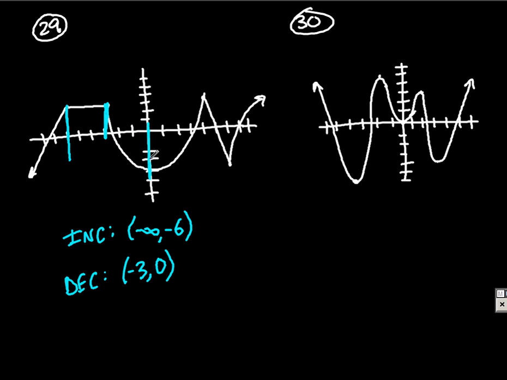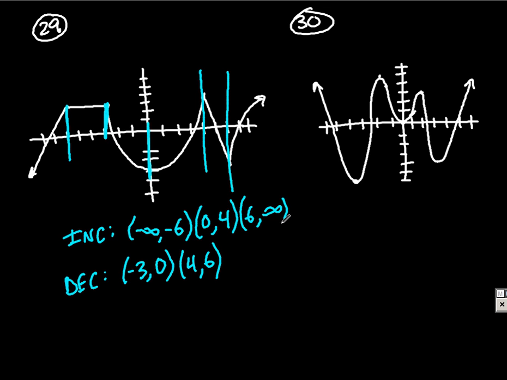My next interval, from x equals 0 here to x equals 4, I'm increasing. So 0 to 4 is increasing. And then decreasing in my next interval, going from 4 to 6. So decreasing from x equals 4 to x equals 6. Then I increase the rest of the way from 6 all the way up to infinity.